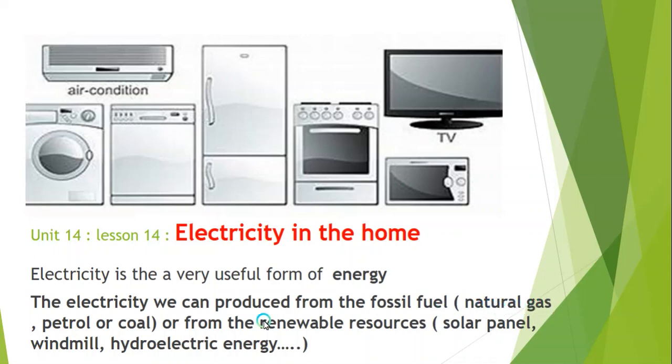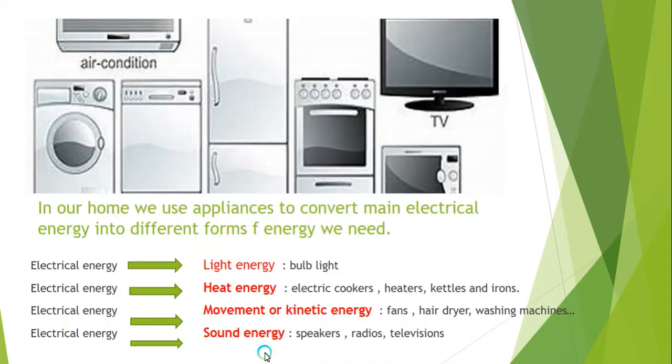In other countries, they can produce electricity from renewable resources, for example solar panels, windmills, and hydroelectric energy. And then after that, we know that the electrical energy can be converted to another kind of energy, like we're going to see here. So the electrical energy can be converted to light energy. For example, the light bulb can convert electric energy to light energy.